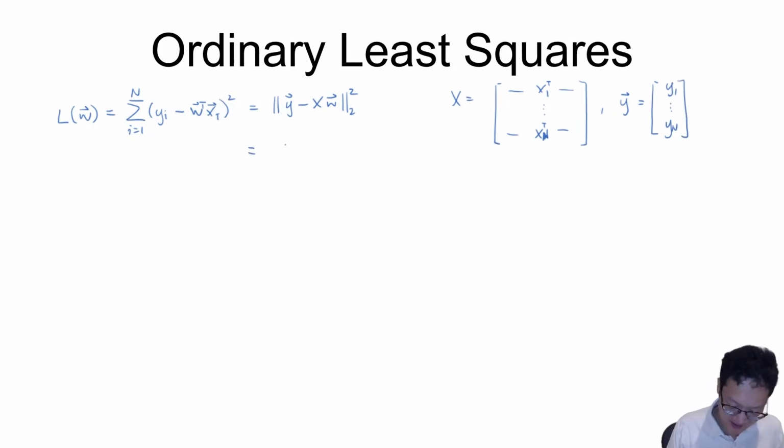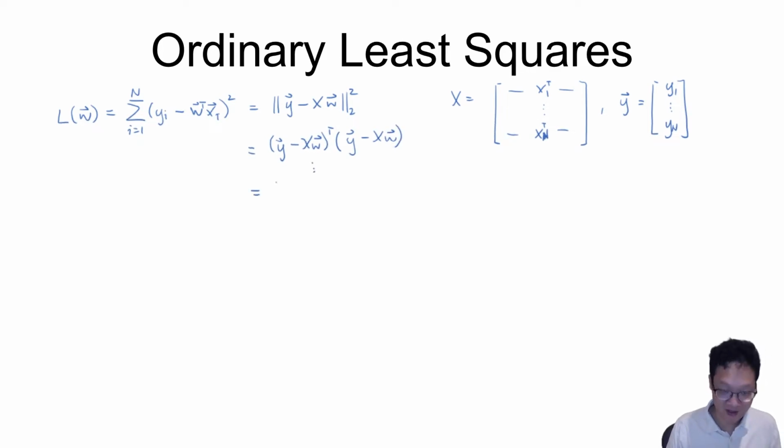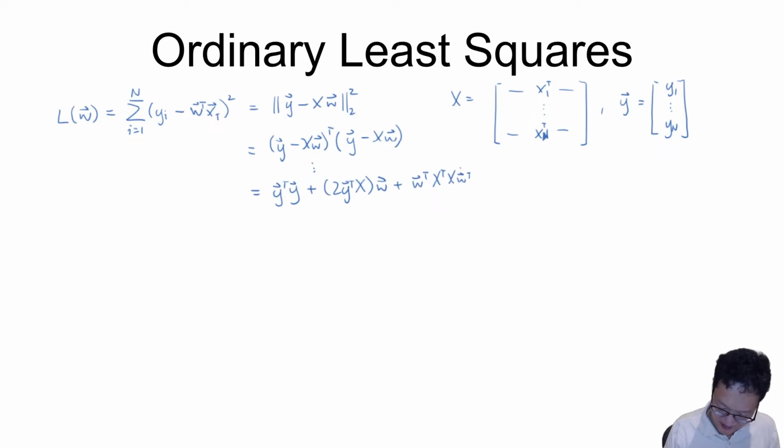Okay. Then we did some more math. I'm not going to write down every step this time, but the first step we did was to notice that the 2 norm squared can also be written like this: (y minus Xw) transpose times (y minus Xw). After a while we got the final expression, which is y transpose y plus 2 y transpose X times w, plus finally w transpose X transpose X w. So that was our final simplified, expanded expression of the loss function.